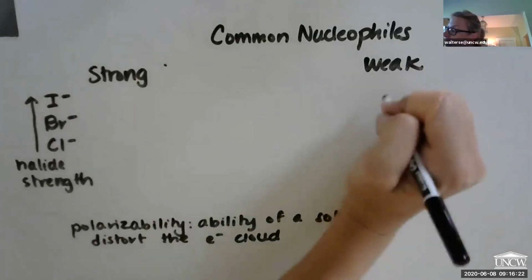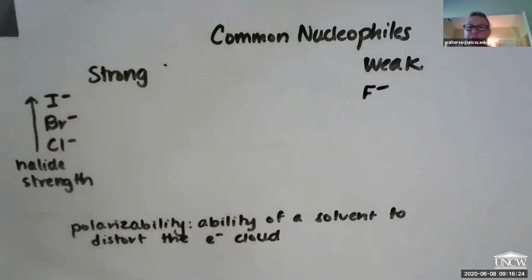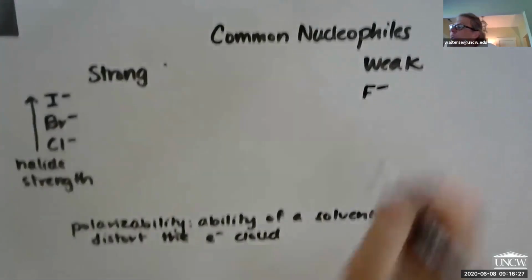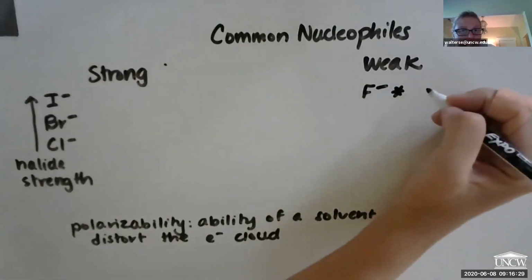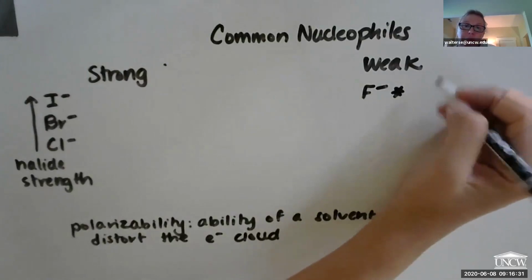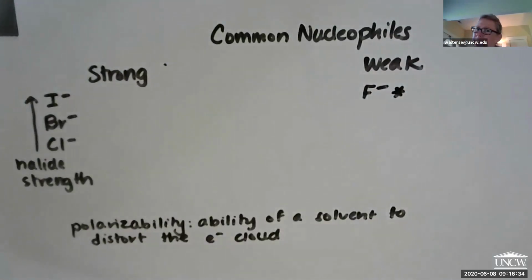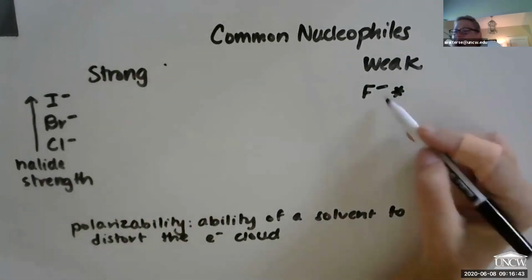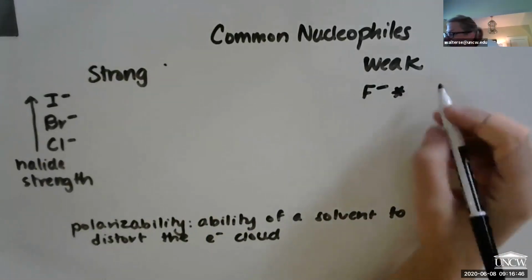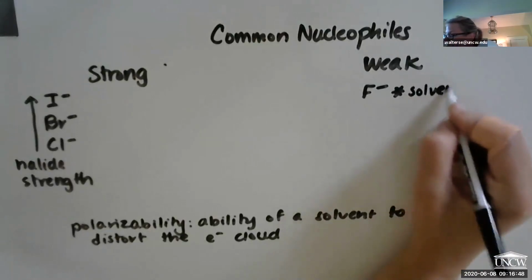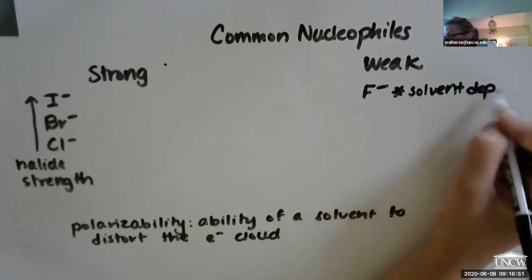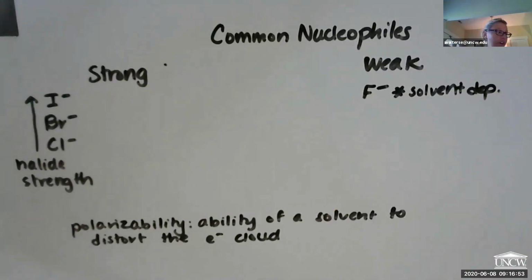Now, fluoride, which is also a halide, is over here in the weak, okay? But I want you to put a star on it because I'm not going to ever use fluoride, because fluoride chemistry is not particularly easy because fluoride is biologically a monster. The problem with fluoride and why you put it over here is its ability to function is solvent dependent, much more so than any of the other nucleophiles.